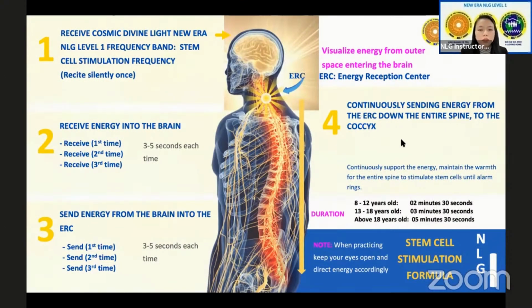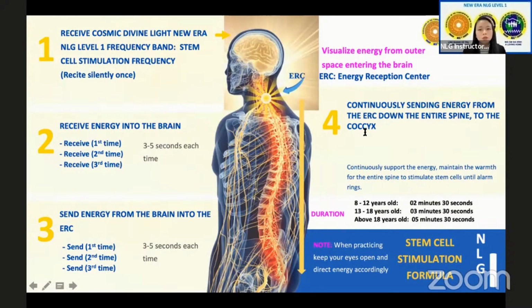And remember that when you get to step 4, don't repeat it many times. Remember that after you recite it once in your head, what you will then do is follow this instruction and direct energy. In this case, it is sending energy from the ERC down the entire spine to the coccyx. So you continue to do that, and you just keep it there, continue sending it so that you can feel that warmth.